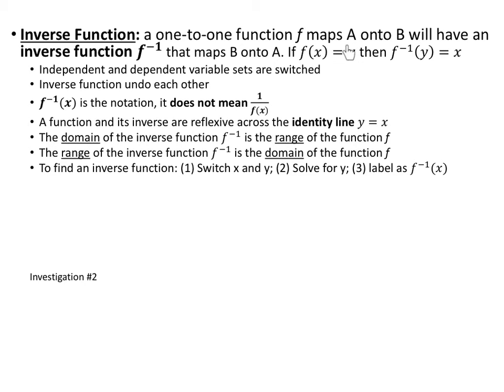So when originally you're going from a to b, your inverse function goes backwards from b to a. If f of x is equal to y, so those are your y coordinates, then this notation for f inverse switches your x's and y's. So f inverse of y is now your x. It undoes it. Think of it like x squared versus the square root. They undo each other. Your independent and dependent variable sets are switched, and they undo each other.